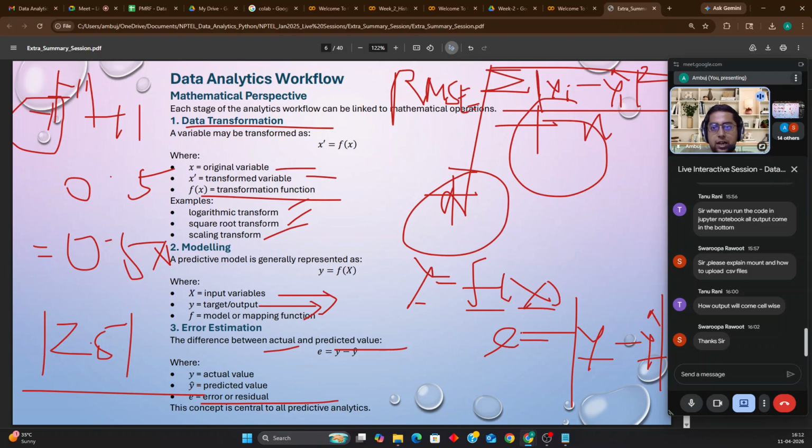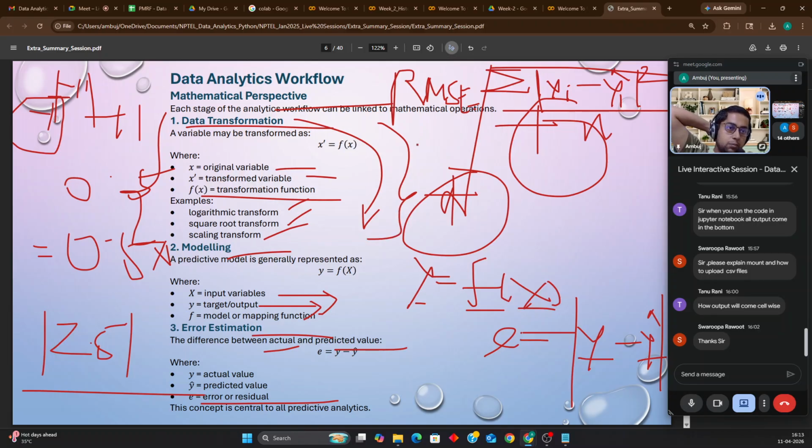Okay. This was regarding data transformation, modeling, and error estimation. Why are we carrying out data transformation? This you write down in the chat box. Why are we doing data transformation? Is there any purpose for data transformation? Why are we carrying it out? This is my question to you. Why is step number one carried out? You just write it down in the chat box. I'm just coming in 2 minutes. Question is clear. I shall write it down there also.